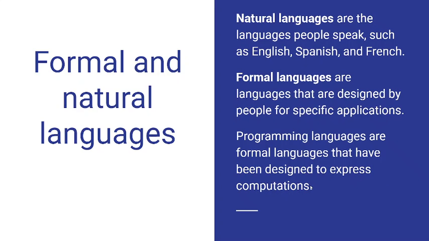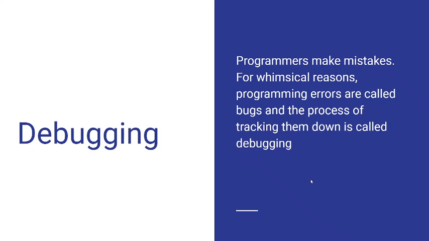So let's talk about debugging. Now, programmers make mistakes, for whimsical reasons. Programming errors are called bugs, and the process of tracking them down is called debugging. So it is the process of finding errors in your program when you write a program and then see that you're not getting the expected results. There are a lot of types of debugging.